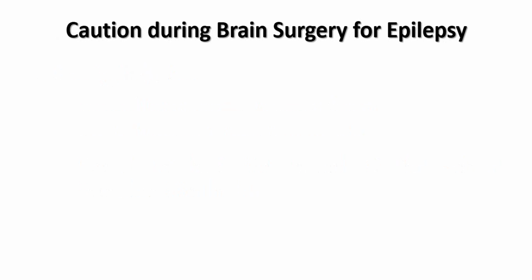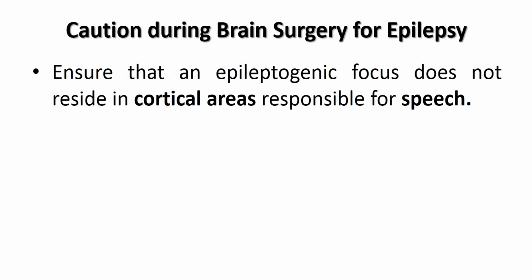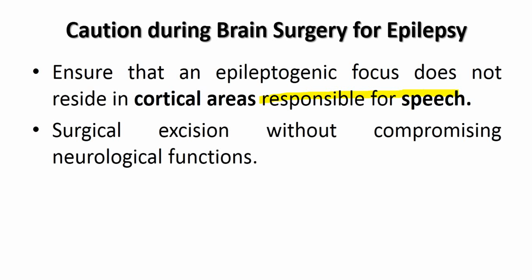What are the cautions that have to be taken during brain surgery for epilepsy? You have to ensure that the epileptogenic focus does not reside in cortical areas responsible for speech. If you are resecting those areas, your epilepsy may be cured, but you will suffer from speech disorders. You have to exercise lots of caution. You should not touch those areas of the brain which overlap with vital functions. Otherwise, the surgery may be successful, but you will be bedridden because of other neurological problems.